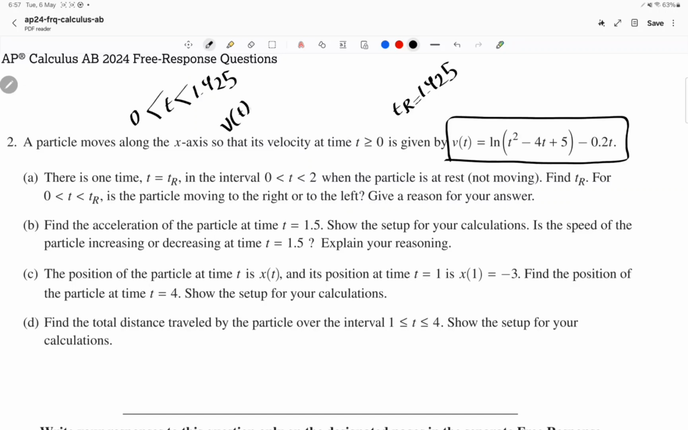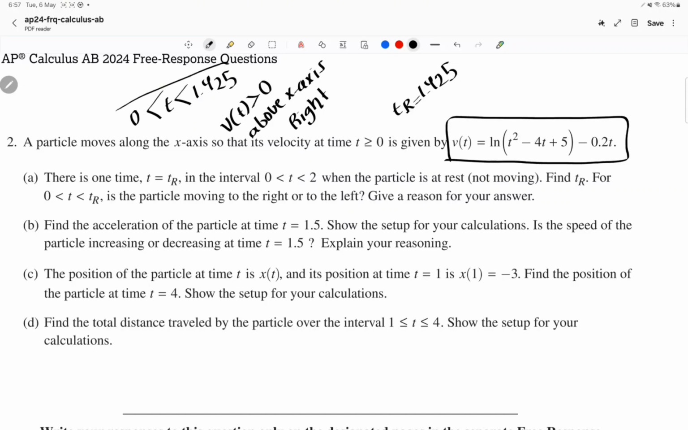If your velocity is more than 0, that means above the x-axis, that would mean it's moving to the right. And if your velocity is below the x-axis, that will mean moving to the left. Okay, so let's go back and see it.